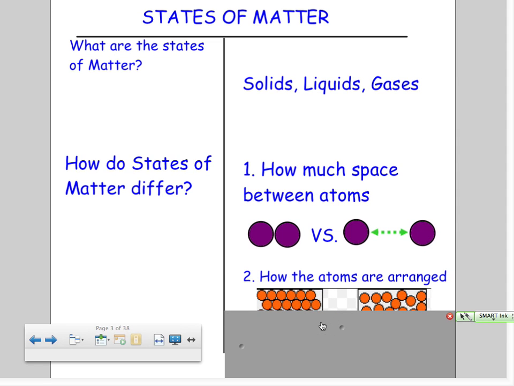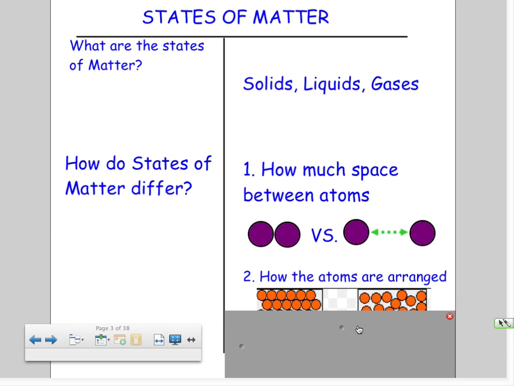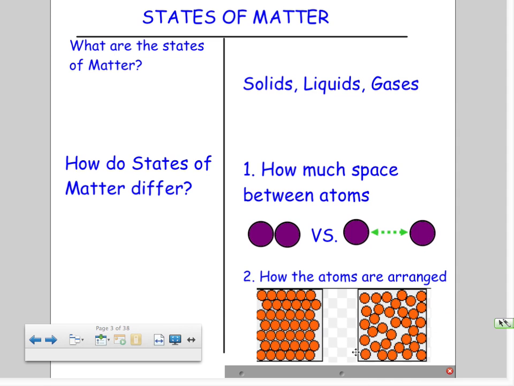How the atoms are arranged. Atoms are arranged differently if it is a solid, liquid, or gas. For example, you'll see here that the atoms are fairly close together and stacked on top of each other, whereas over here, they are kind of disordered. There's some space in between some of the atoms, but some of the atoms are actually very close. It looks similar to this one over here on the left, however, a little bit different.